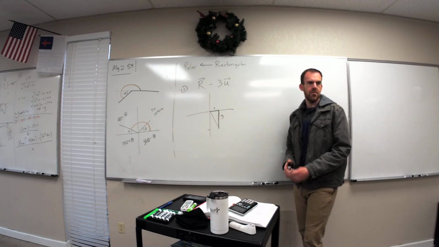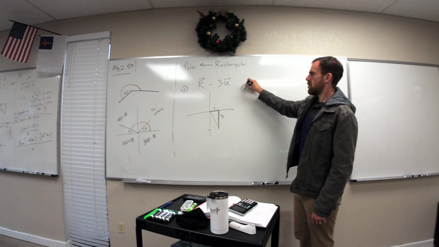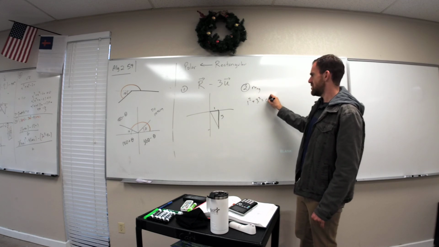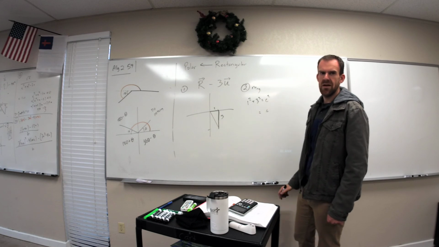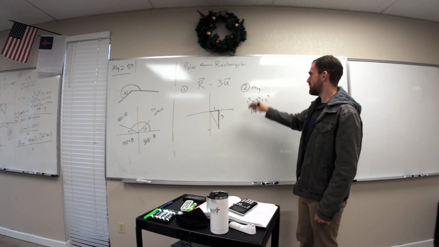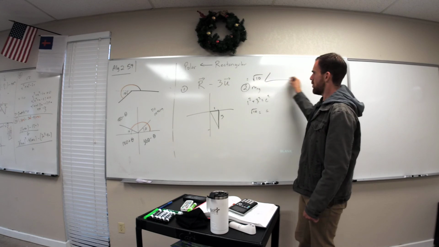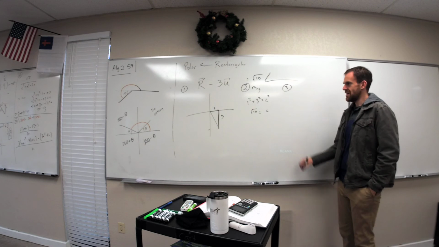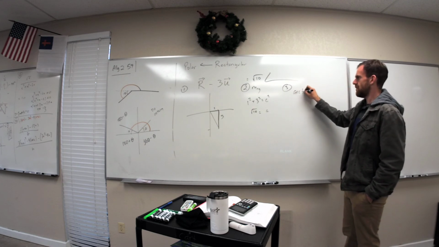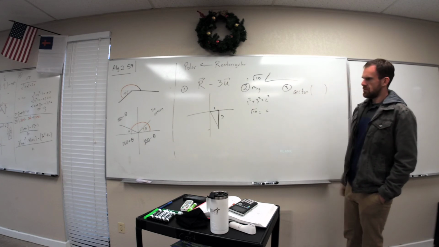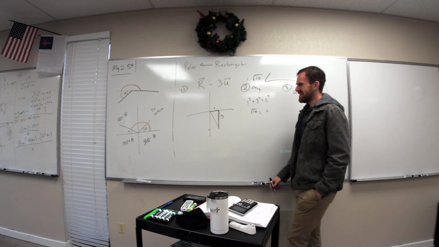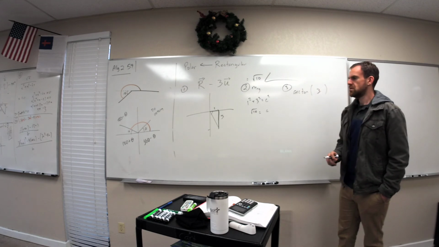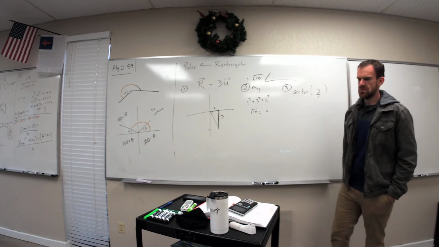Next step. Magnitude, use the Pythagorean theorem. 1 squared plus 3 squared equals c squared. C equals the square root of 10. Step 3, use arctangent. Which one's opposite? Opposite is the one that's not touching it, so 3. Adjacent is 1.